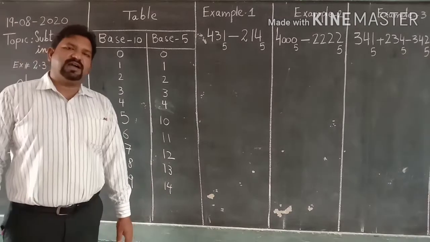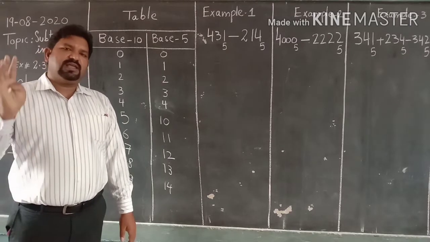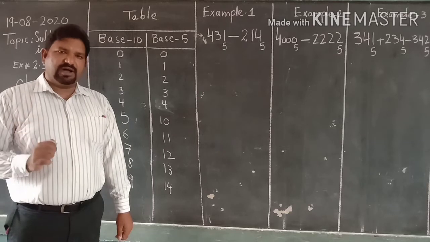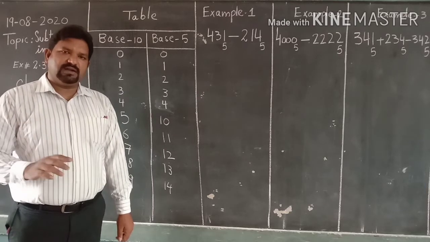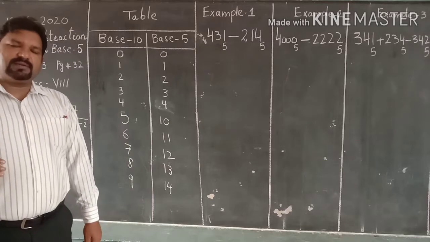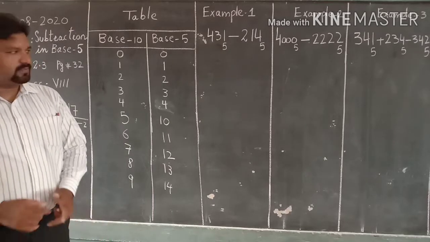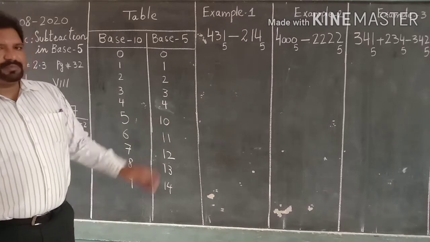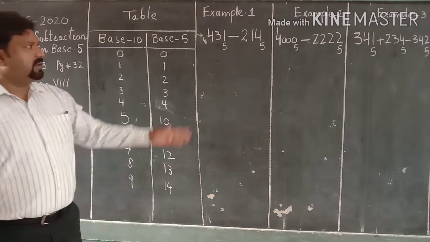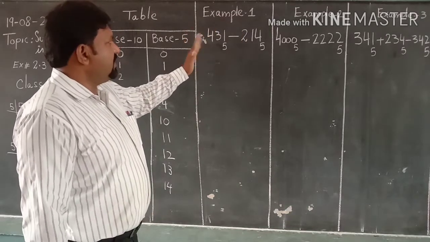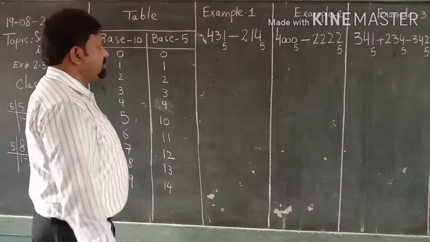Because base 5 has only 5 digits. Which ones? 0, 1, 2, 3 and 4. You cannot write a number bigger than 4. Now I will explain the subtraction in base 5 with the following examples. First I will explain example number 1.